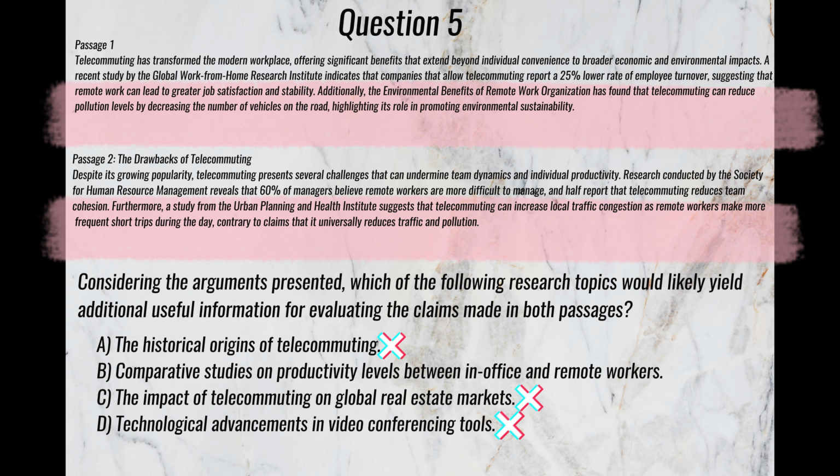Choice B, on the other hand, talks about comparative studies on productivity levels between in-office and remote workers. This is directly applicable to the arguments made about the impacts of telecommuting on productivity and management challenges discussed in passage 2. So if you said choice B, give yourself a pat on the back. Remember, it's not just about getting it right. You want to understand why the answer is correct and why the wrong ones are incorrect. That way, regardless of what you get on the exam, you will be able to evaluate and answer correctly.